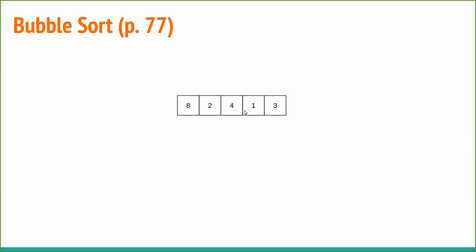Cool. So how does BubbleSort work? I've got an array here with 5 items, 8, 2, 4, 1, 3. I want to sort it in ascending order.